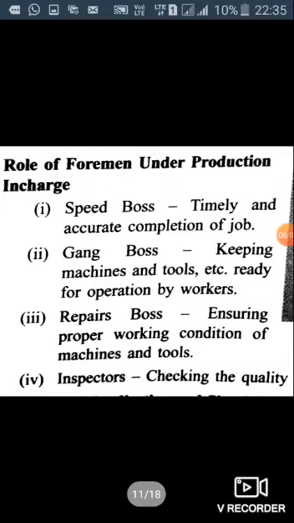Next we come to the production department. We have the speed boss, the gang boss, the repair boss, and the inspector. First, the speed boss ensures that the work is done on time. Timely work should be done. The gang boss is responsible for keeping material, tools, and machines ready for operation.